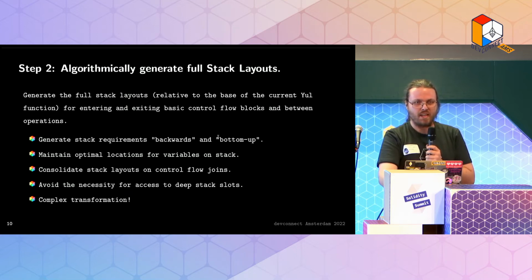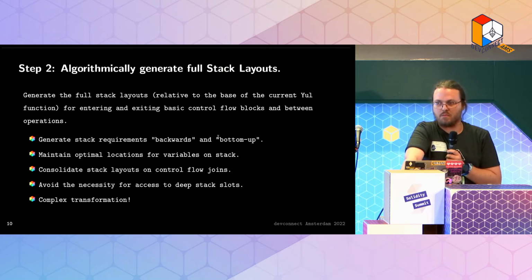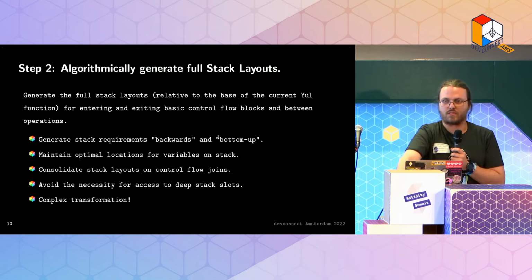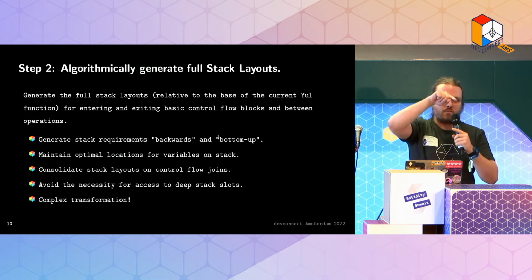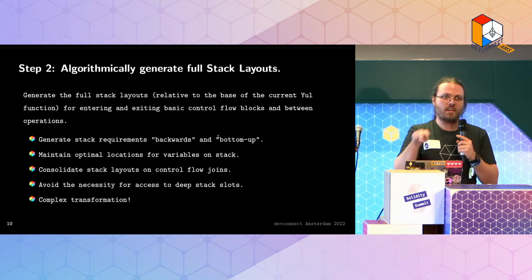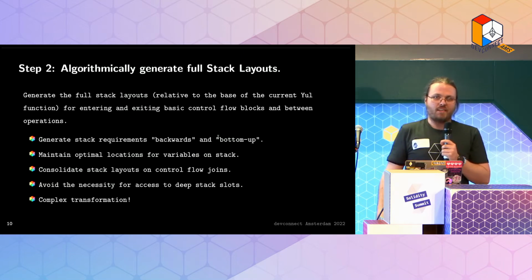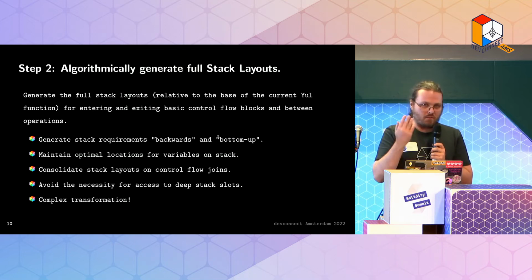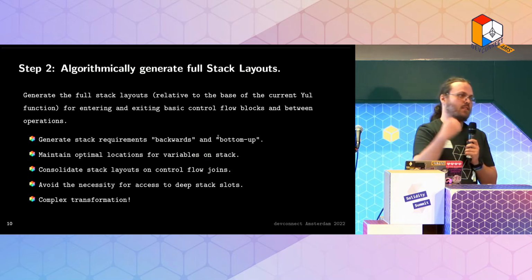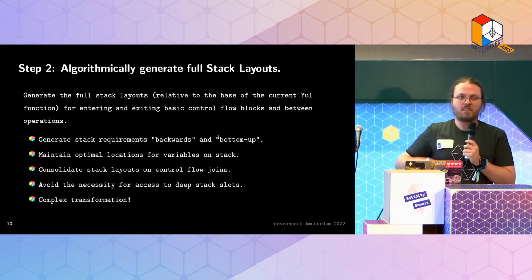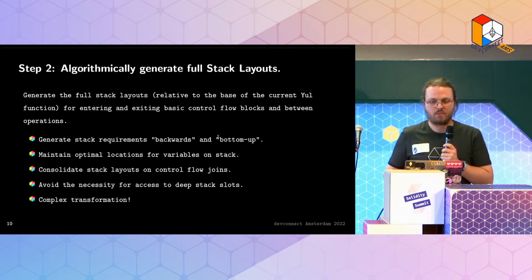And this will automatically yield more optimal layouts than the naive top-down approach. And we'll try to maintain optimal locations for variables on the stack at all times. We need to consolidate stack layouts on control flow joins, because if I jump to different locations depending on some condition, I need to have the same stack at all sites. And one of the major important parts is that I want to avoid the necessity to access stack slots that are deep in the stack, which are no longer reachable because the EVM only gives me access to 16 slots.